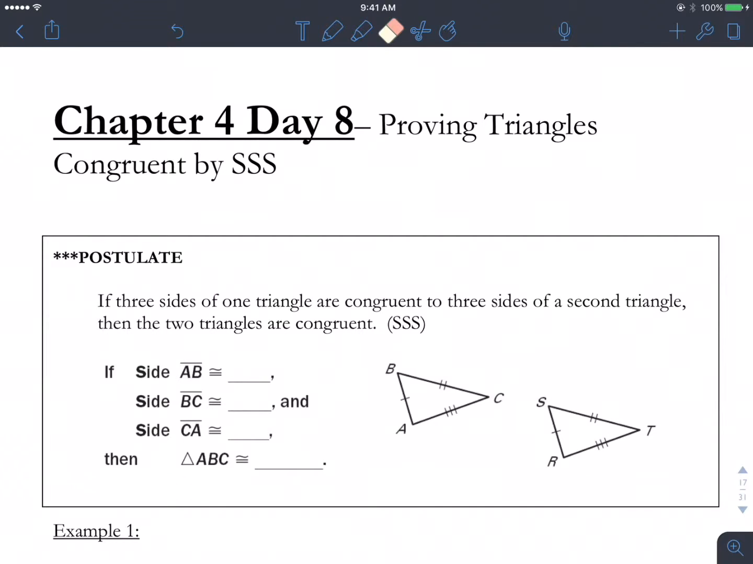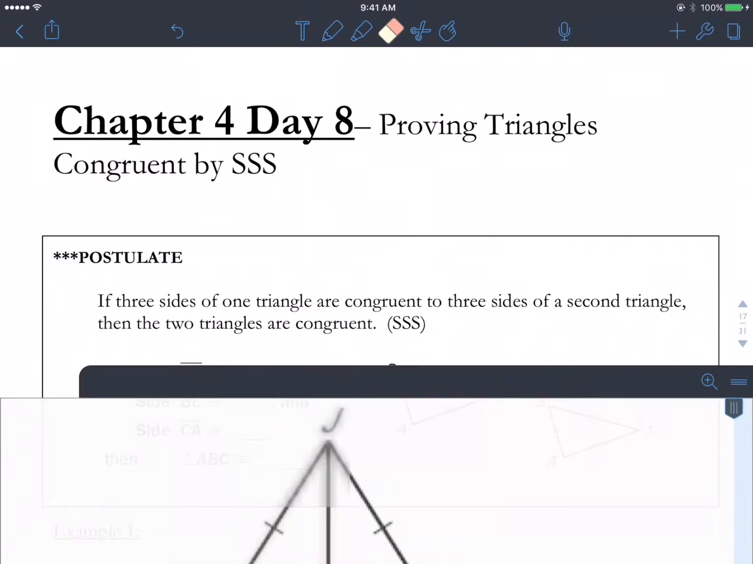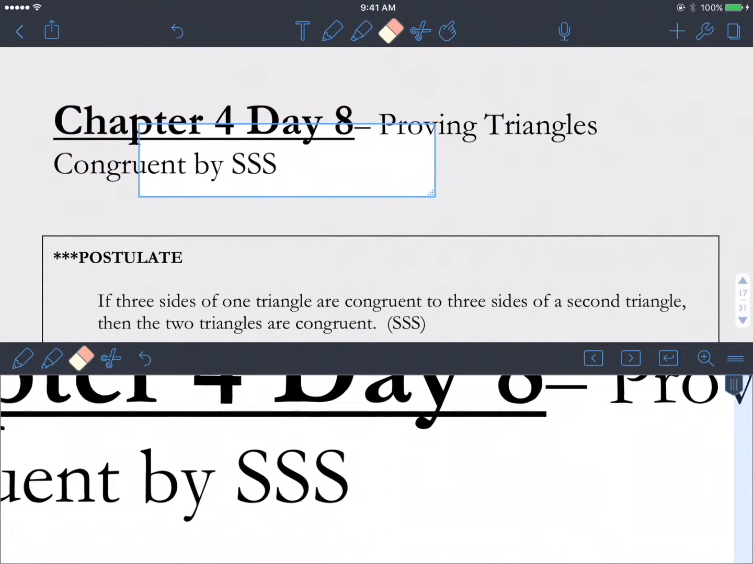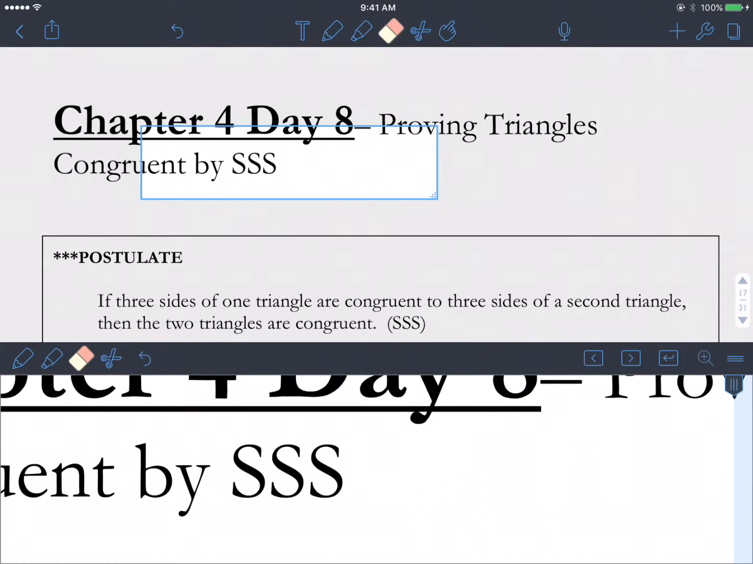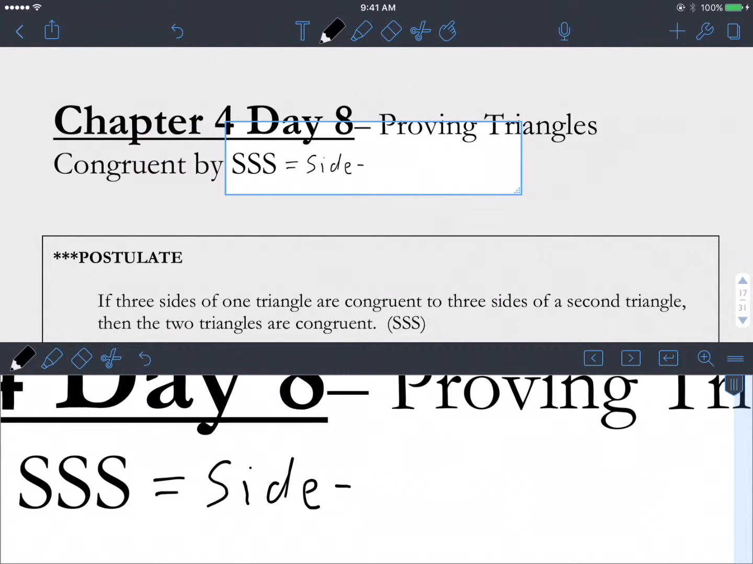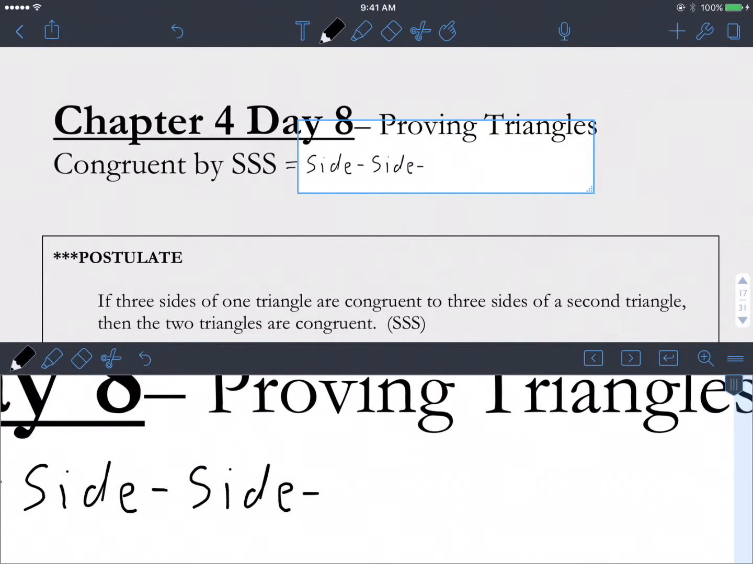So, today is chapter 4, day 8, proving triangles congruent by SSS. So, SSS just means side, side, side.